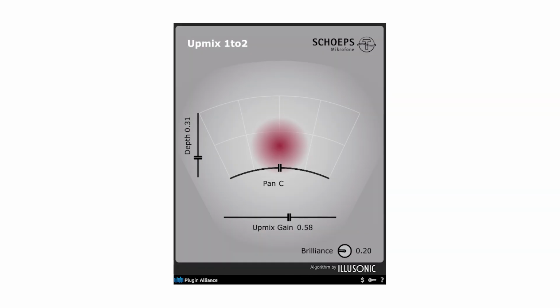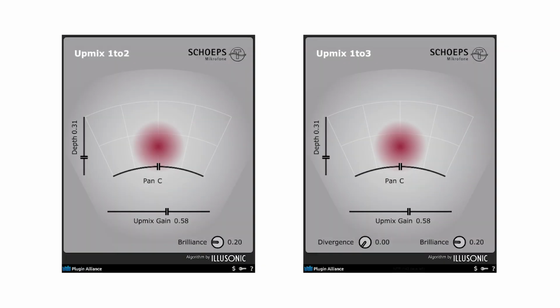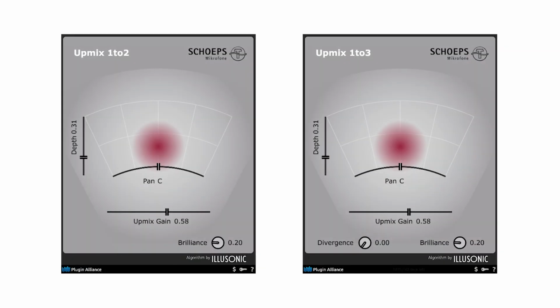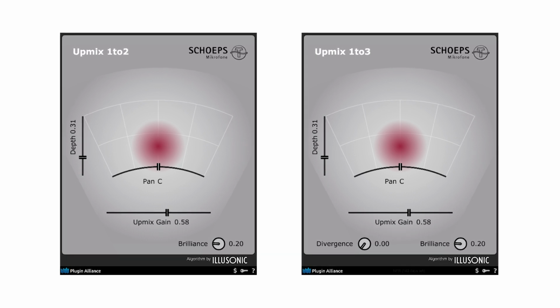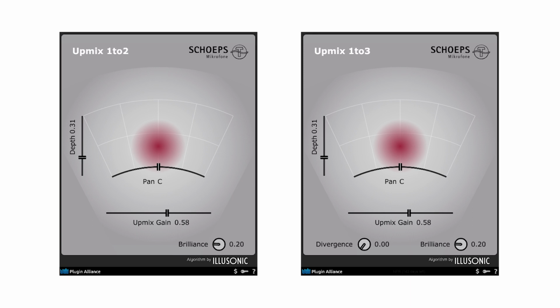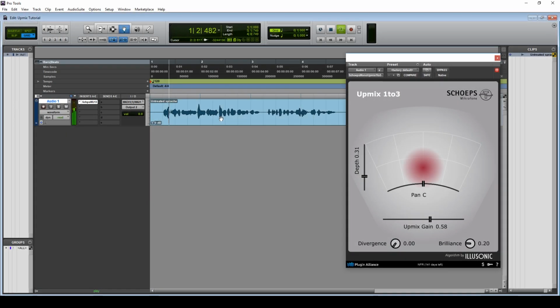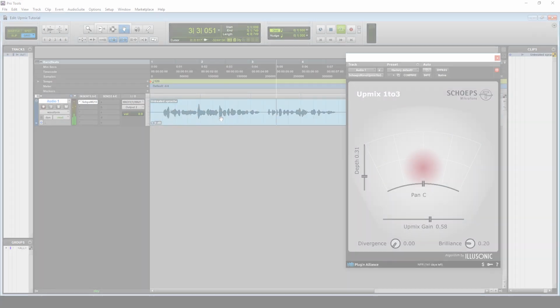The Upmix plugin allows you to have more flexibility when working with mono sources, and there are two versions of the plugin. The 1:2 version allows you to upmix a mono source into a stereo signal, whilst the 1:3 version allows you to upmix a mono source into an LCR signal. In this video, I will demonstrate how to set up the plugin in ProTools.